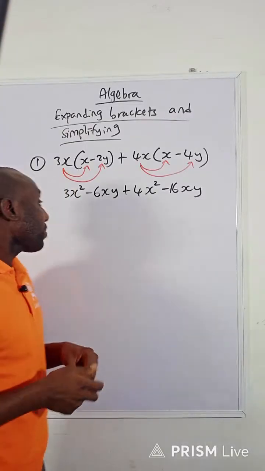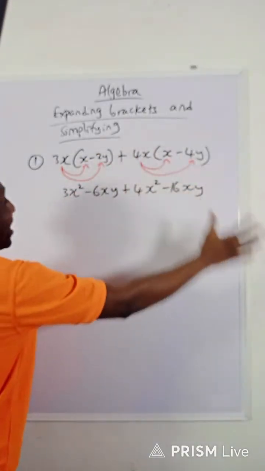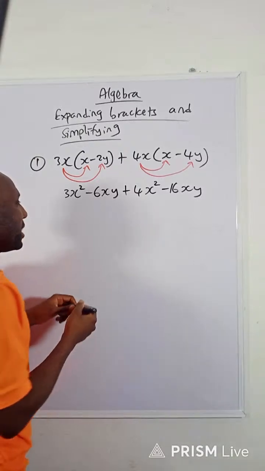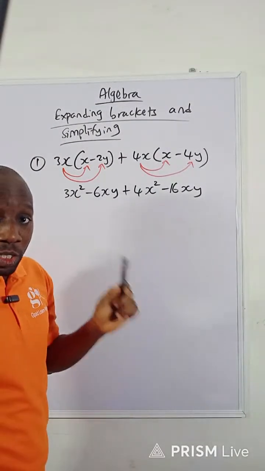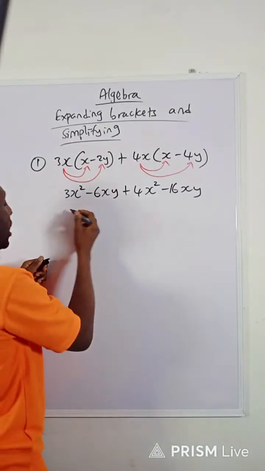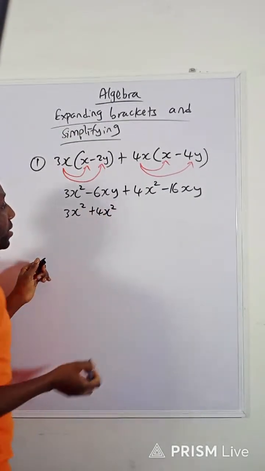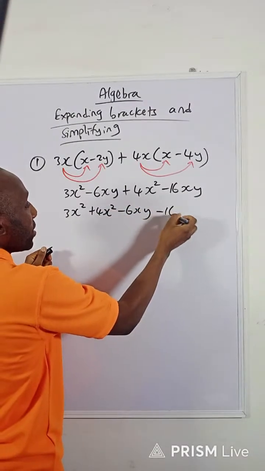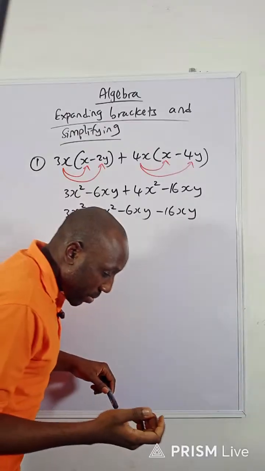Let's continue. Now we're going to collect like terms. We'll just rearrange the terms. So this is x squared and x squared. They are like terms, so you put them together. That would be 3x squared plus 4x squared. Then negative 6xy and negative 16xy. Are you with me?